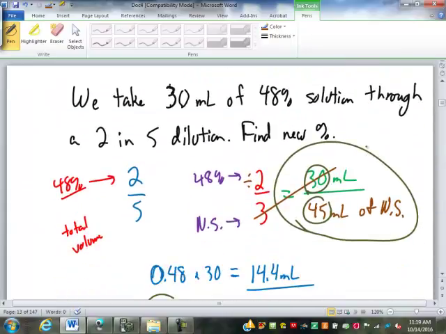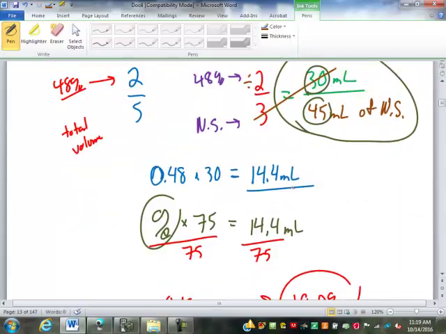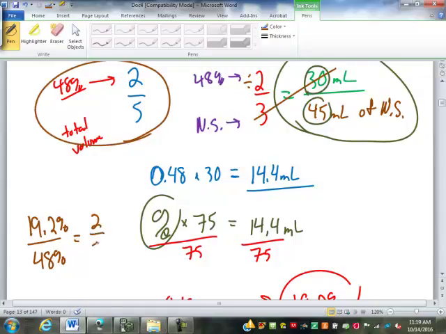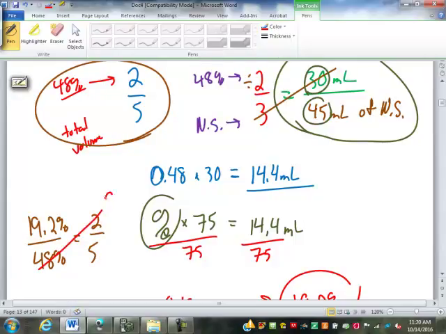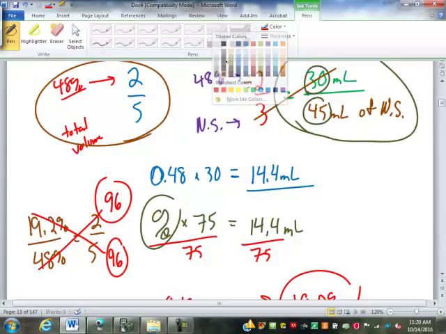Let's look at our last one here and make sure. This went from 48 to 19.2. So 19.2% is my new percent. 48% was my old. And we found that this is a 2 and 5 dilution. Does that hold true? Well, 48 times 2 is 96. 19.2 times 5 is 96. So yes, again, the ratio of the percents is equal to the dilution.